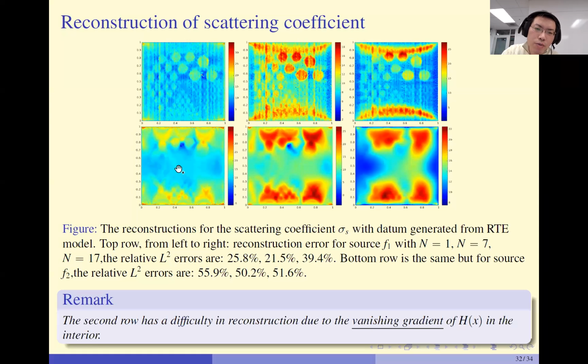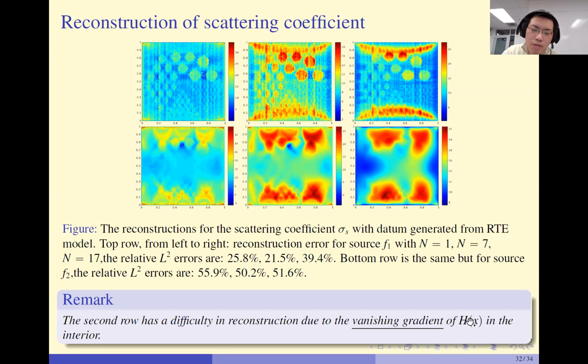And for the second row, the reason that the reconstruction is very bad is because of the so-called vanishing gradient of this initial pressure. This can be seen from the diffusion model. When you are doing the diffusion model reconstruction, you are actually solving a transport equation. The transport equation is the speed field.